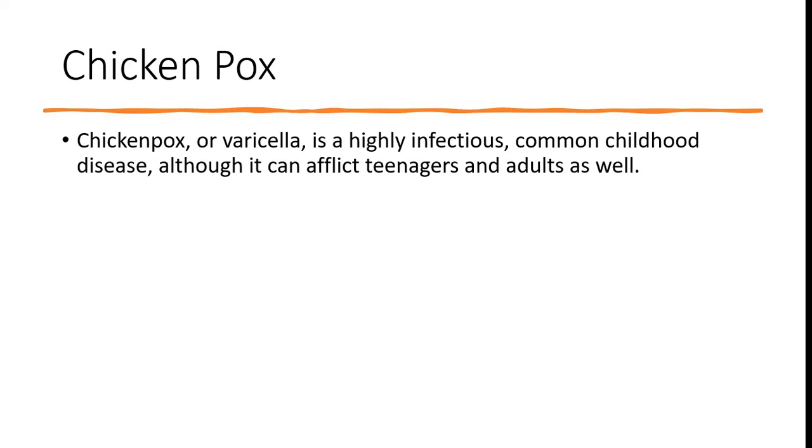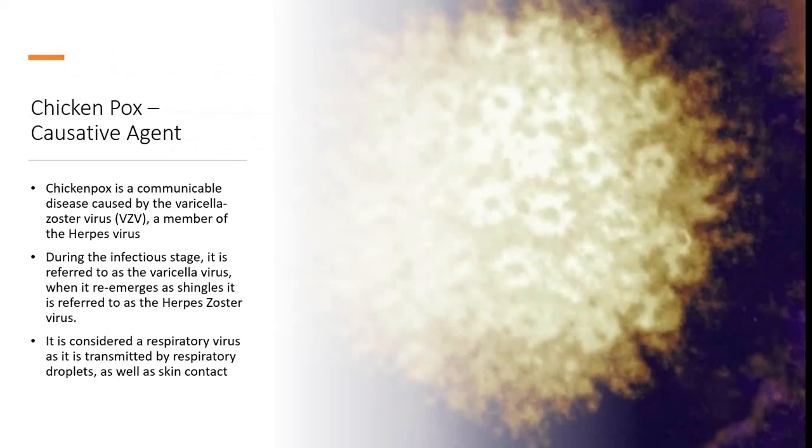It's a highly infectious disease. It is caused by what is known as the varicella zoster virus, or the VZV, and that is a member of the herpes virus family. As mentioned, during its infectious stage, it is referred to as the varicella virus. And once it gets into the human body, and we start talking about the pathogenicity, you're going to see that it can go from the respiratory system into the blood, and then it gets into the nervous system, and it's going to sit there and it can go into a latent phase. And if it reemerges, it will reemerge as the herpes zoster virus, which causes shingles.